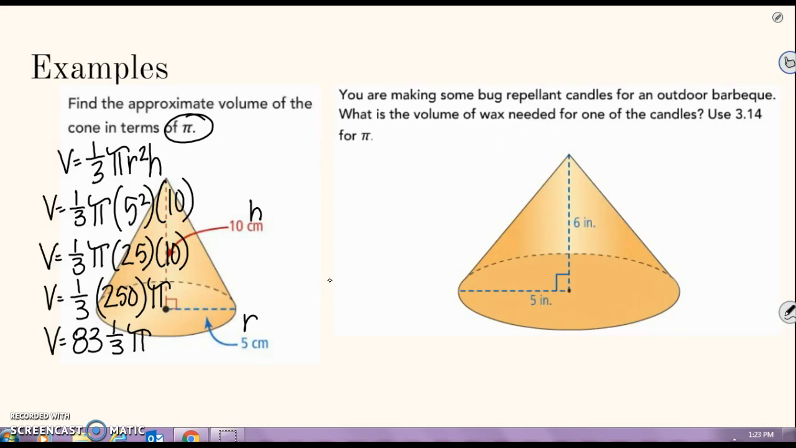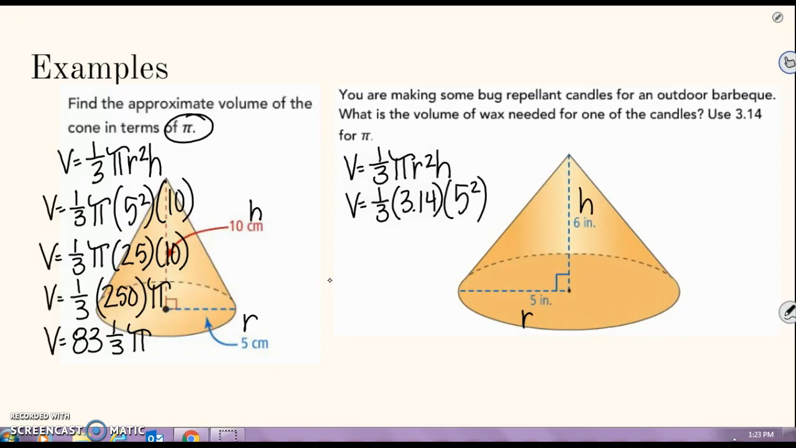The second problem reads, you are making some bug-repellent candles for an outdoor barbecue. What is the volume of wax needed for one of the candles? Use 3.14 for pi. So we're going to apply our formula. It's 1/3 pi r squared times height. Now this time we're going to use 3.14 to represent pi. In this problem, my radius is 5 and my height is 6. So we're going to plug that into our formula.